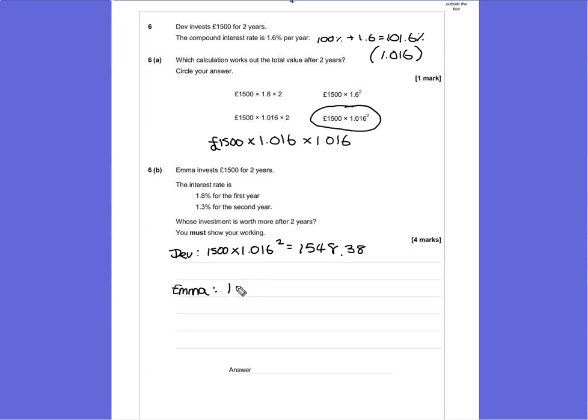For her first year, we would have 1,500 multiplied by 1.018. It's the same idea as with question A. Instead of 1.6, we have 1.8. Now that would give us after the first year, but for the second year, we're then going to multiply by the second year interest rate, which is 1.013. By using the 2 different multipliers, we'll be able to make the first adjustment for 1.8% and then a second adjustment for 1.3.